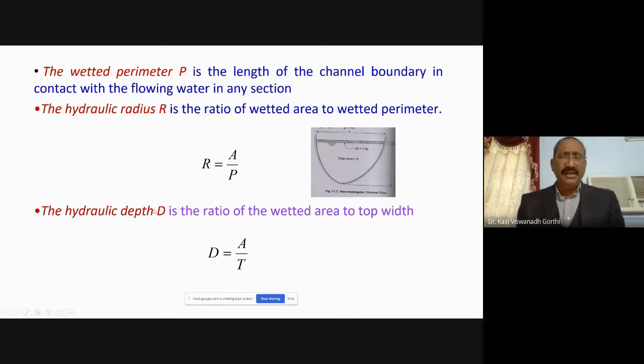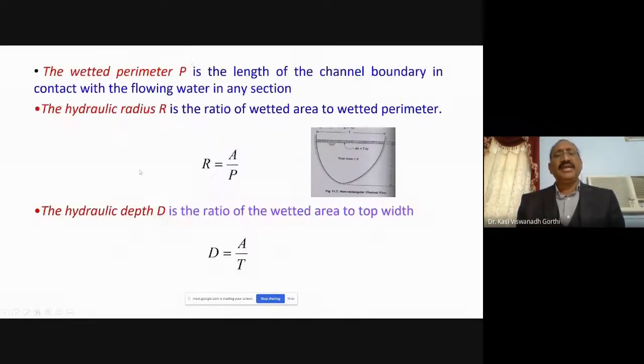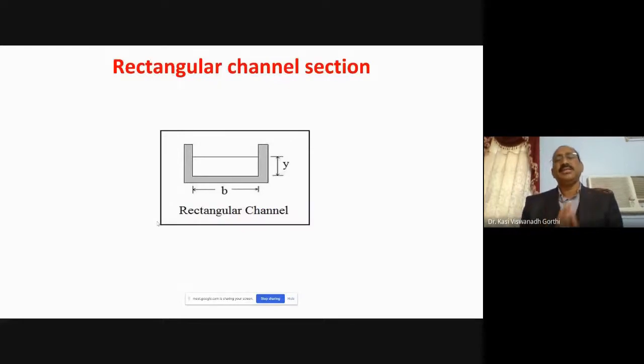So we have defined terms like depth of flow, top width, wetted area, wetted perimeter, hydraulic radius, and hydraulic depth. These will be different for different sections of the channels. For a rectangular channel, what is the depth of flow? The depth of flow will be from the top water surface to the bed, so simply Y. B is the bed width of the channel section.